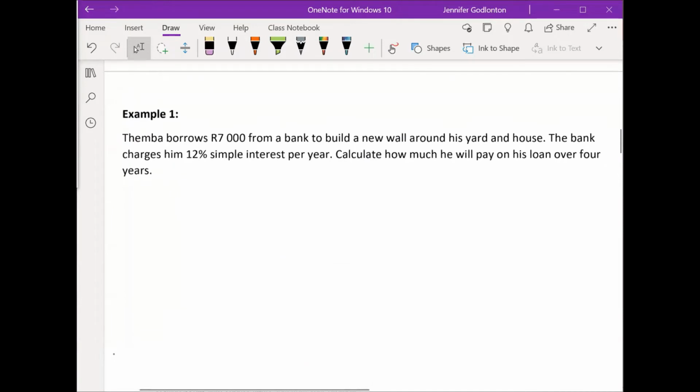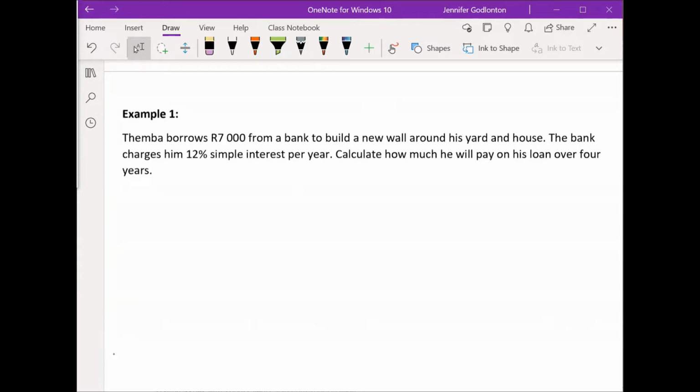Okay, so I'm going to walk you through this one quite slowly so that you're all happy with how to do it, and then I'm going to let you try one by yourselves. So Themba borrows 7,000 Rand from a bank to build a new wall around his yard and house. The bank charges him a 12% simple interest per year. Calculate how much he will pay on his loan over 4 years.